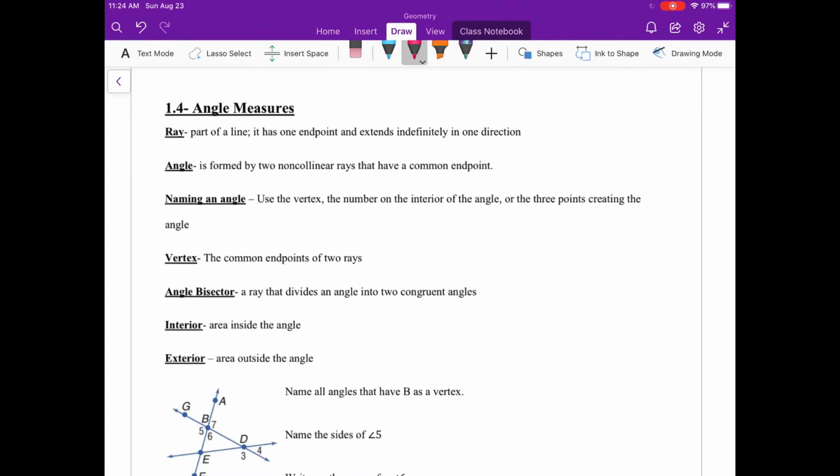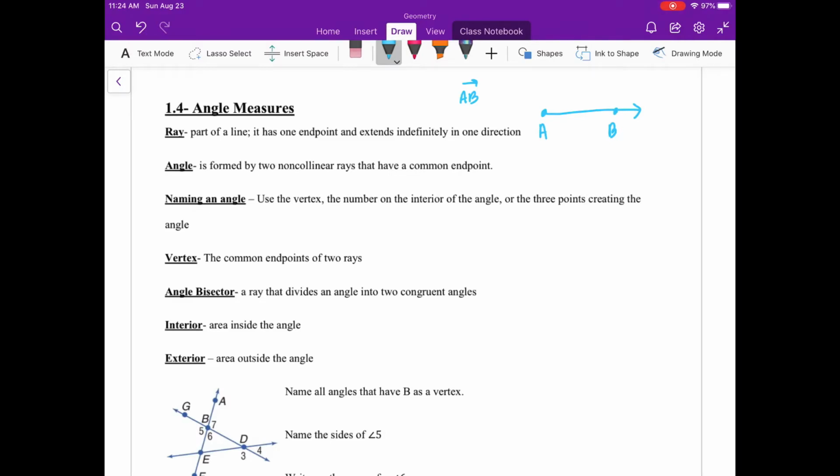The first one is a ray, and a ray is part of a line. It has an endpoint, so let's call this A, and then it points out with an arrow infinitely to one direction. So let's say we have another point B. The way that we're going to actually write this or name the ray would be like this, ray AB.